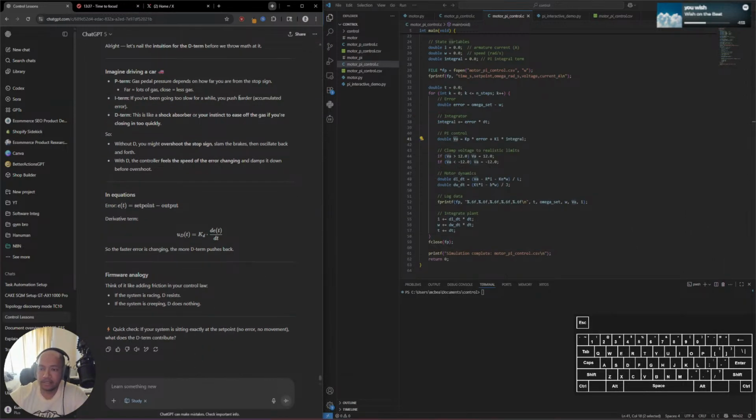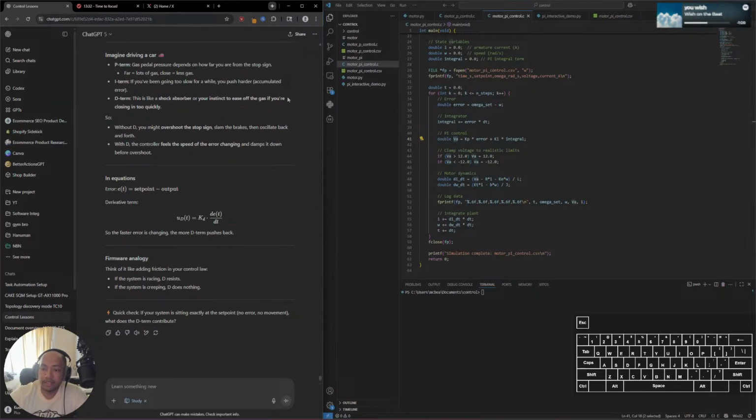Alright, let's nail the intuition for the D term before we throw math at it. Thank you. Imagine driving a car. I mean, no, this is cool. He's using the same car analogy that I was trying to use, maybe. Gas pedal pressure depends on how far you are from the stop sign. Far equals lots of gas. Close equals less gas. Cool. I term: if you've been going too slow for a while, you push harder. Makes sense? D is like a shock absorber, or your instinct to ease off the gas if you're closing in too quickly.